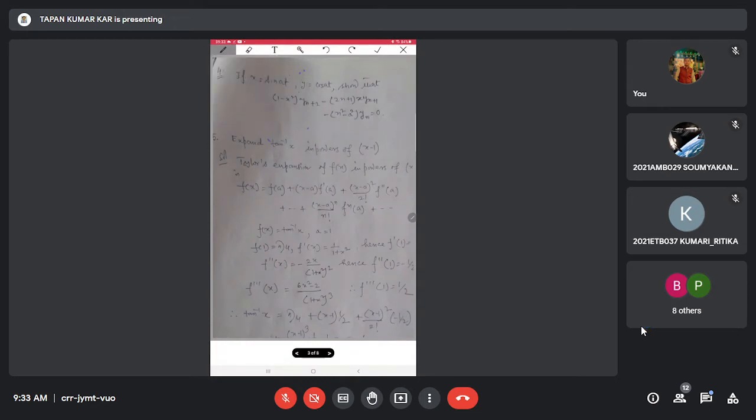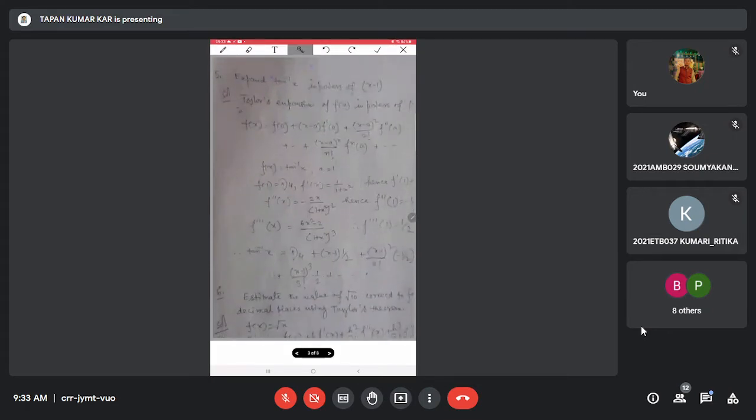This is one example. So some problems are solved on successive differentiation, mainly based on Leibniz theorem. Okay, next, come to the next problem. Try to understand this. What is the problem?